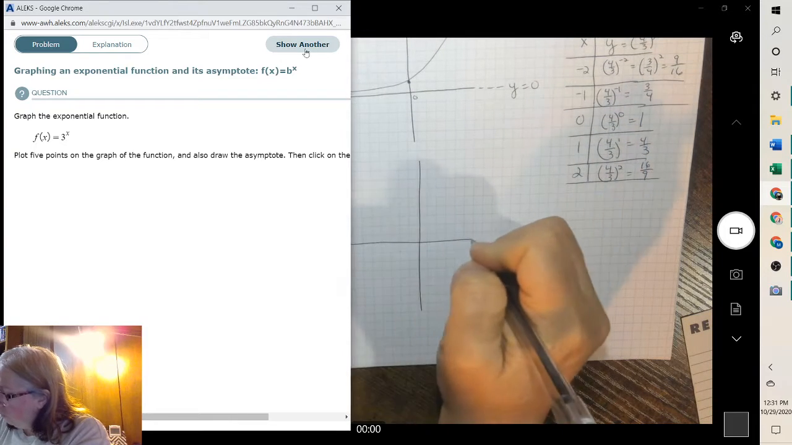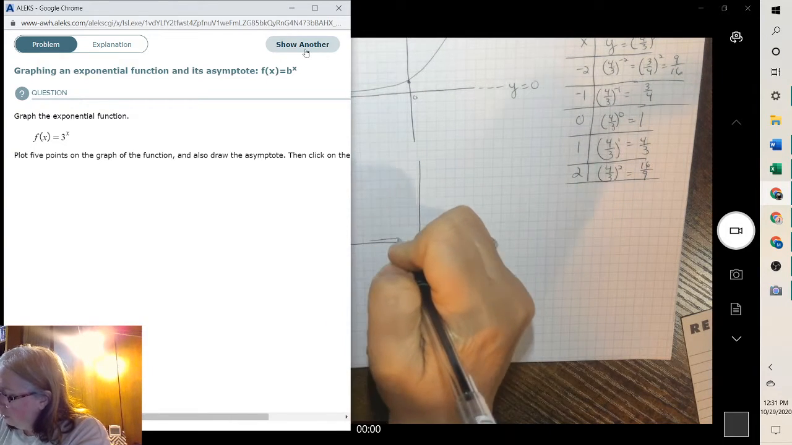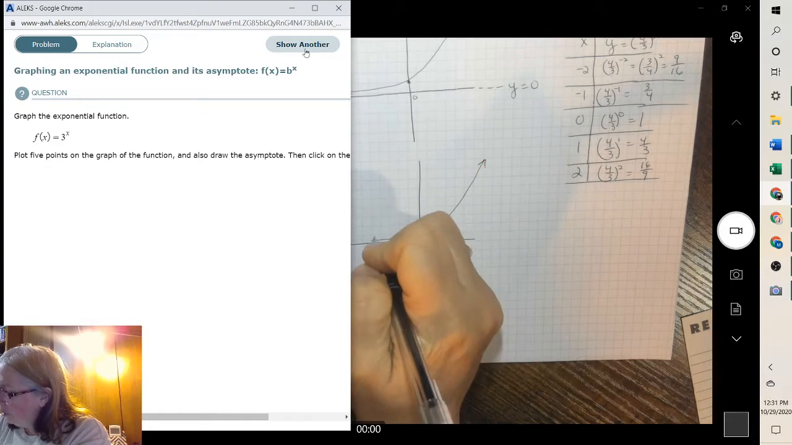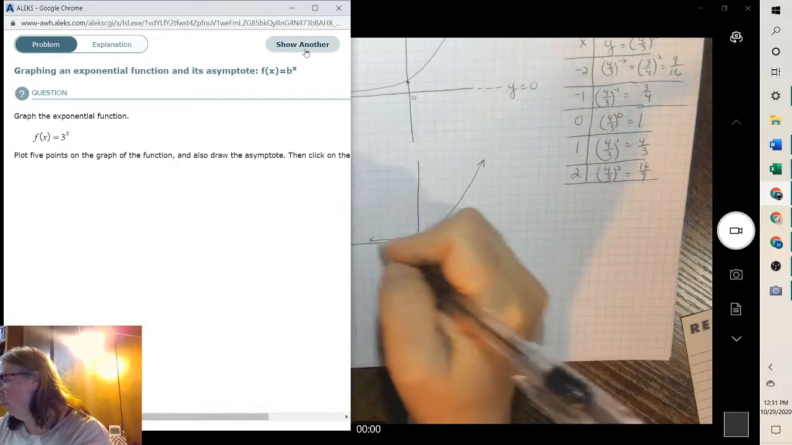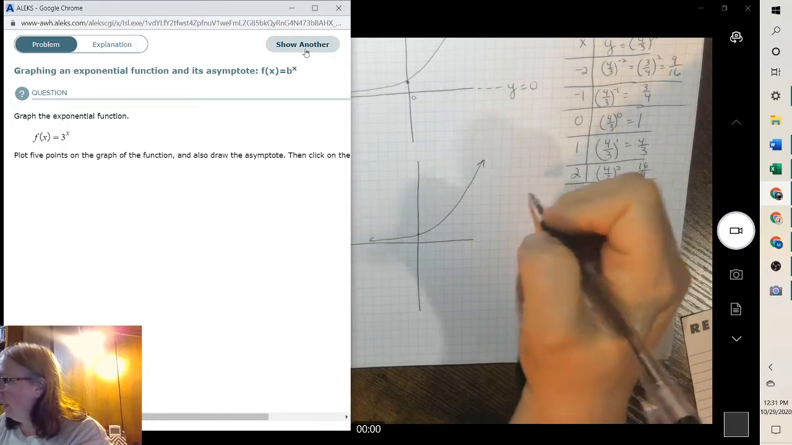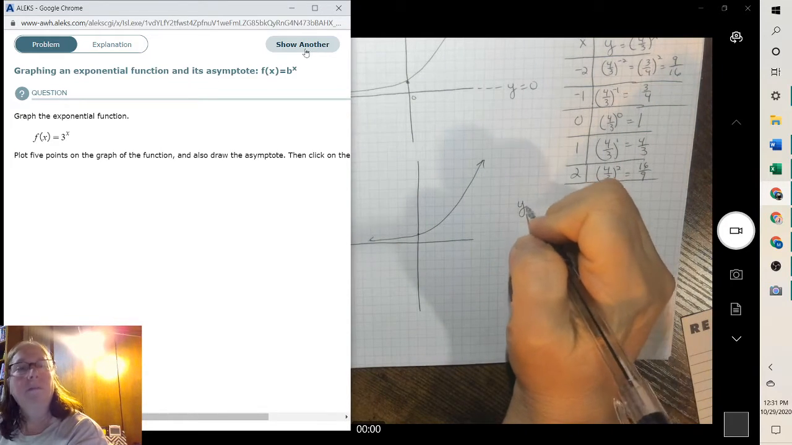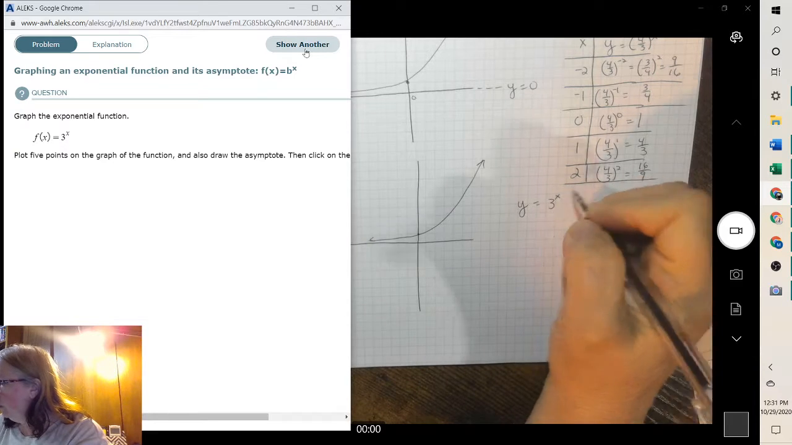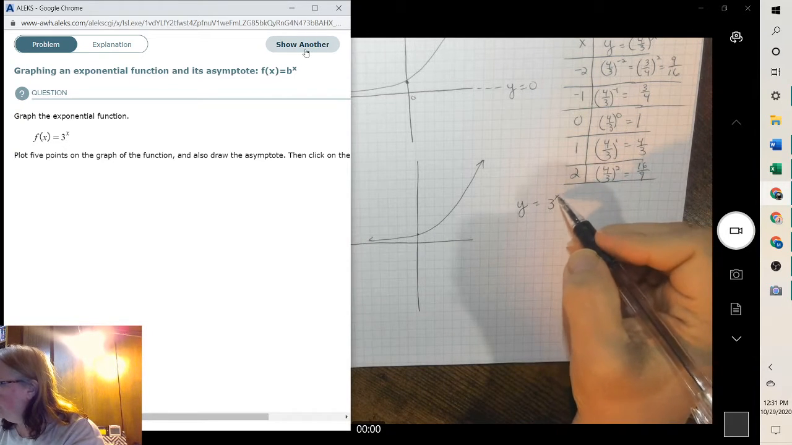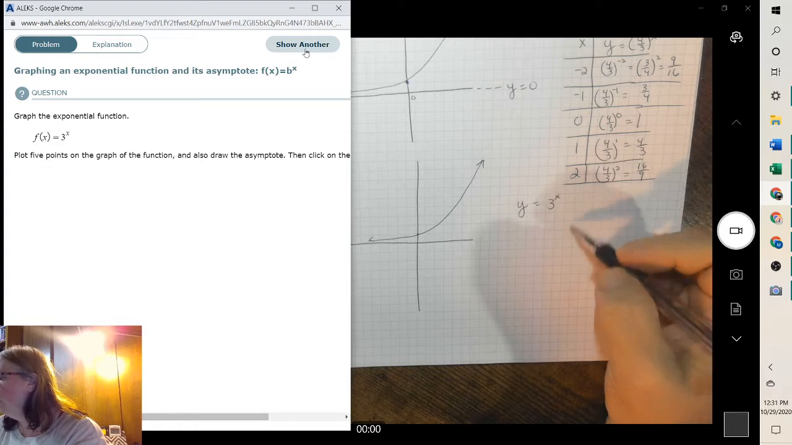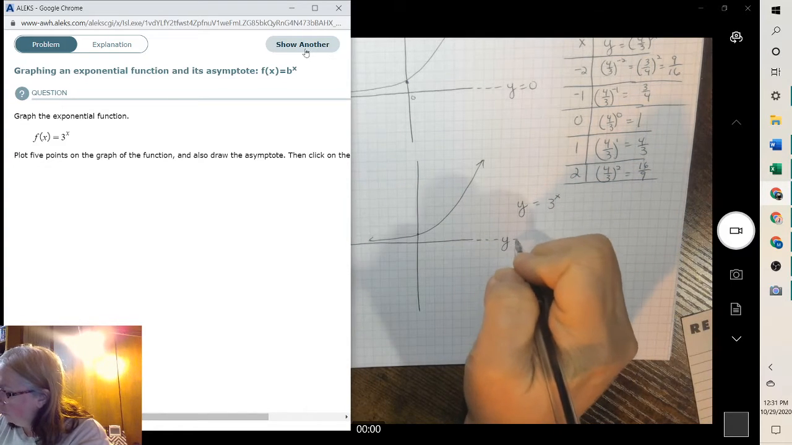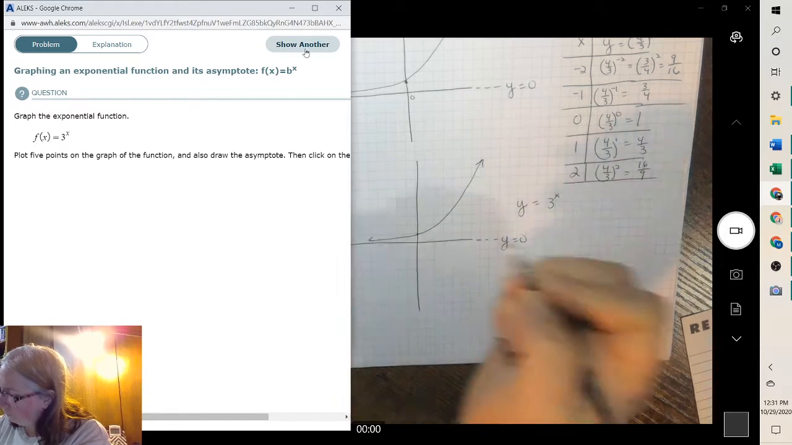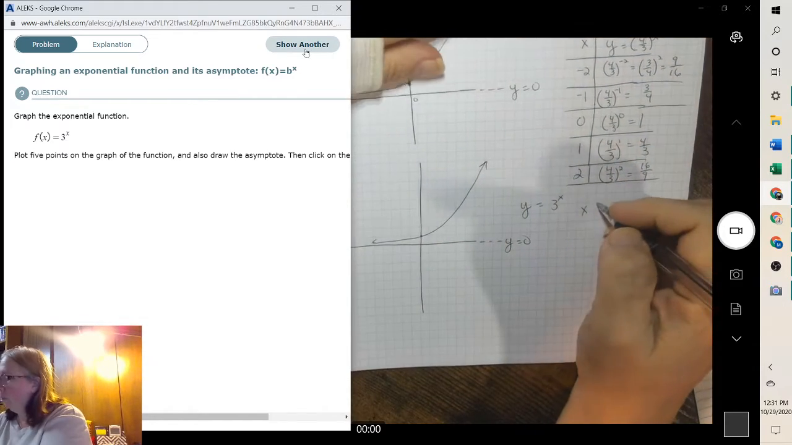Again, it's greater than 1, so it's crossing here at 1. Notice they're all the same graphs. They're just growing a little faster or a little slower. Because it's not moving up and down or right or left, to do that, if it was moving right or left, it'd be up here with the x. Out here, moves up and down. So our asymptote is still at y equals 0. Then you just plot the points.